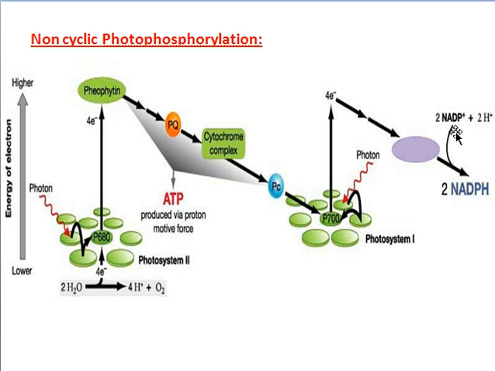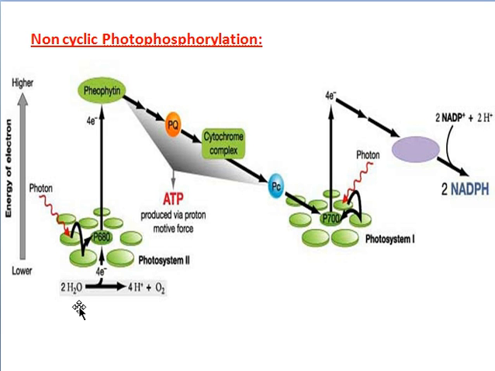Now it is interesting because you can see here two NADP positive. NADP is nicotinamide adenine dinucleotide phosphate. These are positively charged NADP positive molecules. And you can see reduction taking place because protons are present here. Now what about electrons? Where do electrons come from? Electrons come from here, where there is photolysis of water taking place.